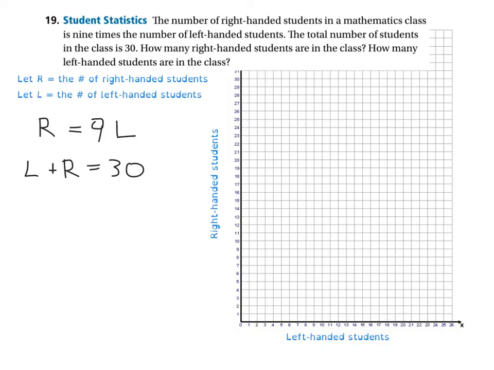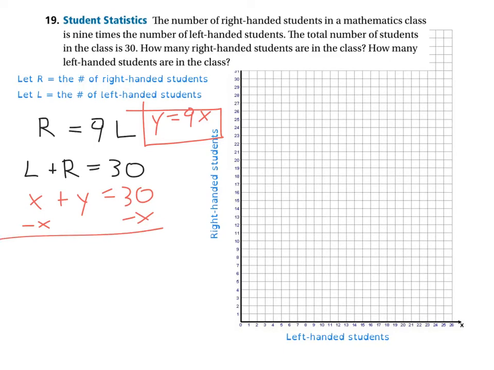Because R is on the y-axis, we can read this first equation as y equals 9x. And the second equation, we can read as x plus y equals 30, because R is the y. The first one we can graph right away, but I'm going to subtract x to get our second equation, y equals negative x plus 30. Okay, so we're going to graph these two right now and see what we get.